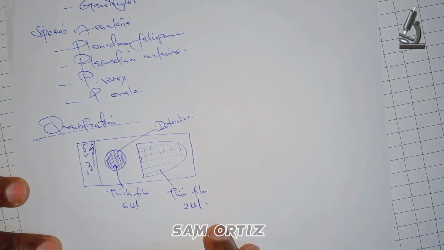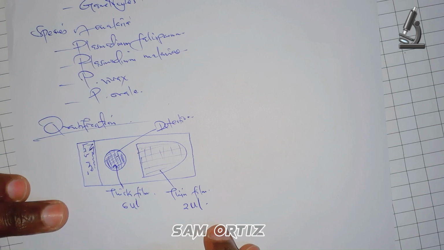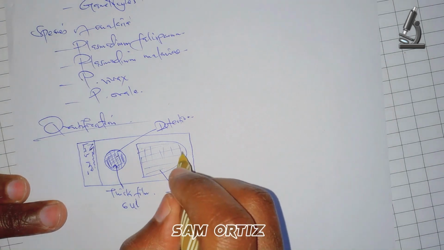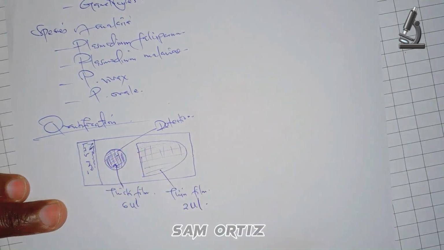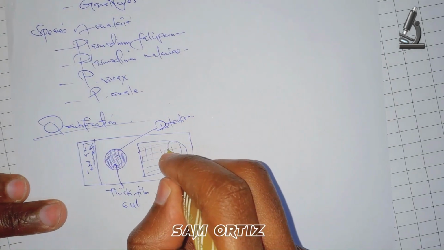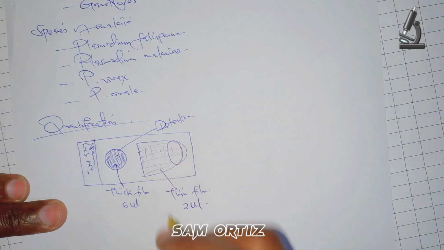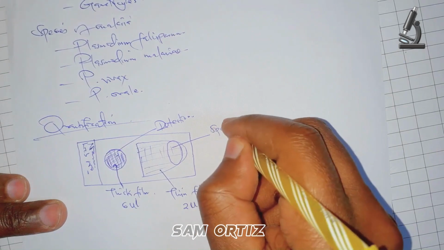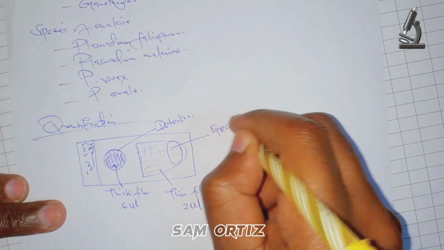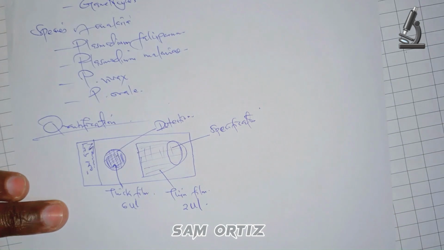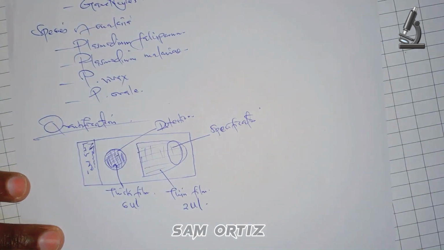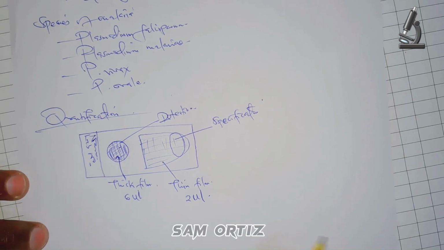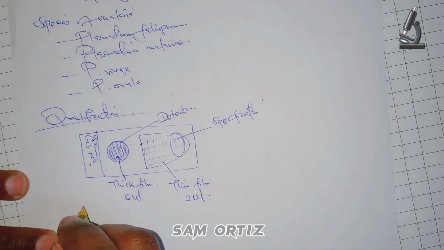Like I said, in the thick film we do the detection, then in the thin film we do the specification of different types of malaria, and even counting is always easier at this point. Identifying different species of malaria using the thin film is always easier compared to thick film, so that's why it's always important to have both of them in one slide.